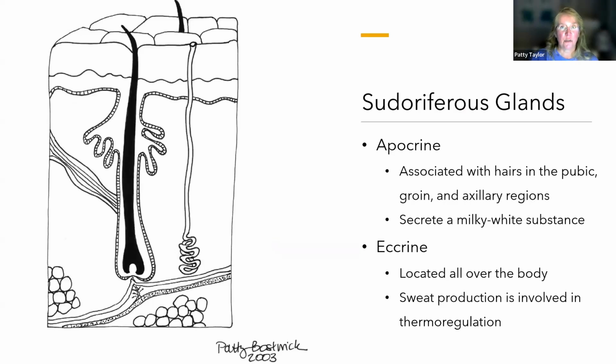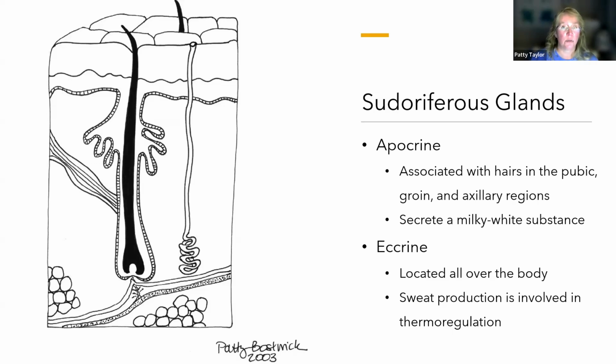Now let's turn our attention to another kind of exocrine gland. This is called a sudoriferous gland, fancy name for a sweat gland. So they come in two forms, apocrine and eccrine. Apocrine glands are always associated with the hairs in our stinky parts, pubic region, groin, axillary, which is your armpit region. I'll tell you an easy way to remember this. I remember the prefix apo sounds like ape, and apes are hairy. So these sweat glands are always in the hairy regions of our bodies.